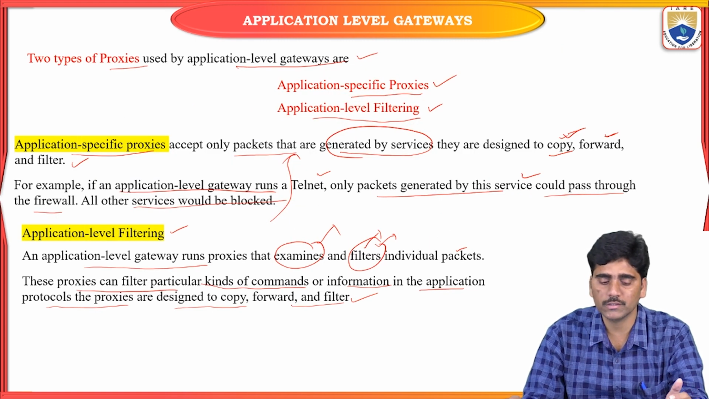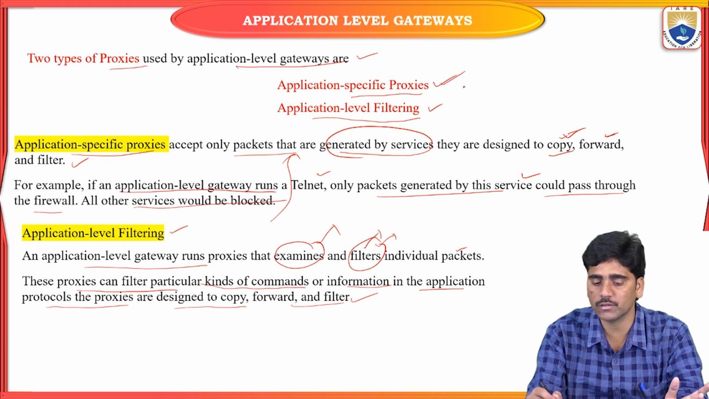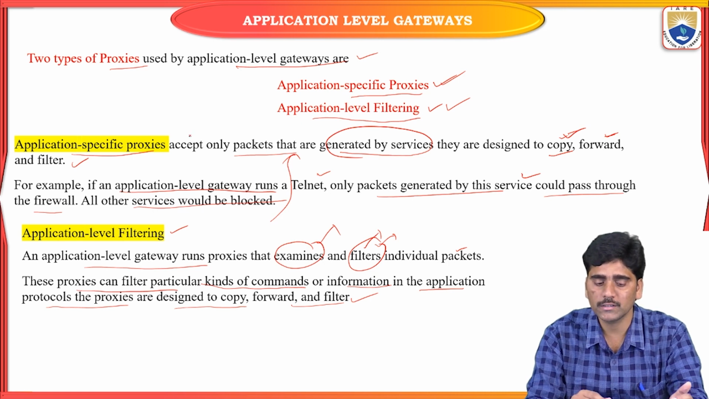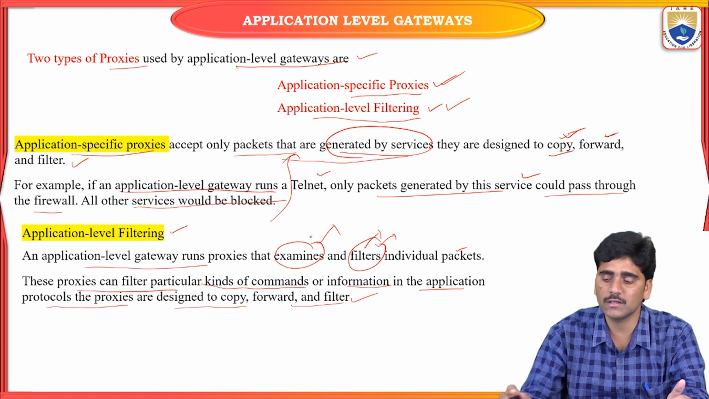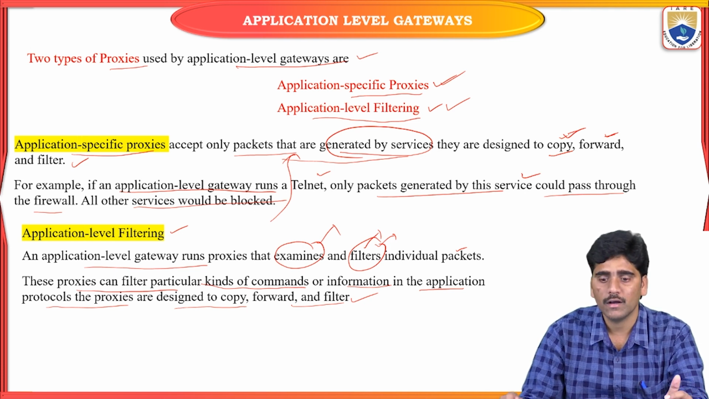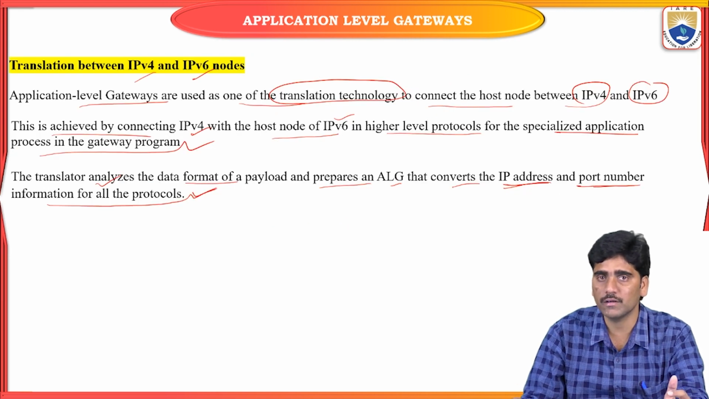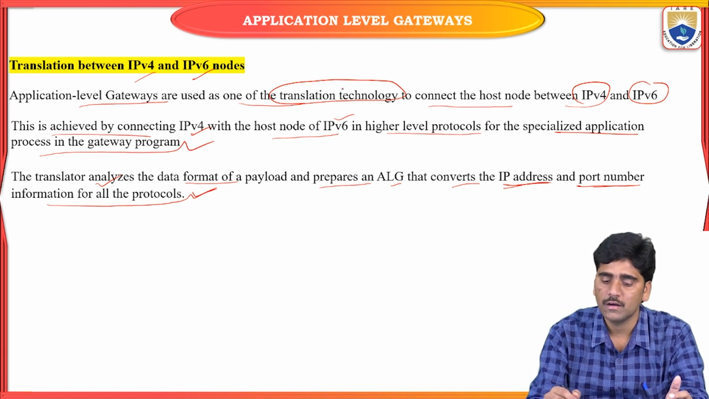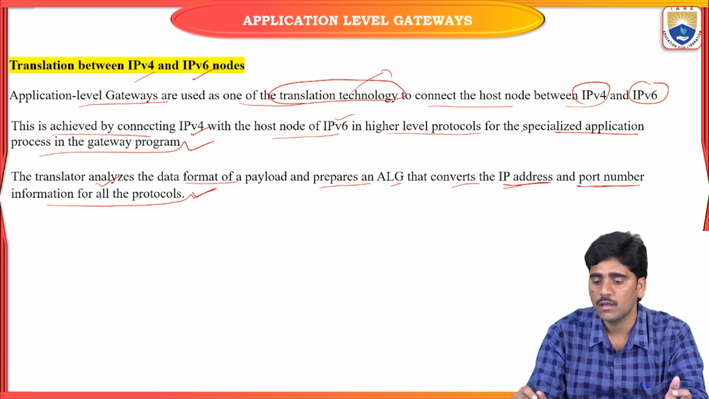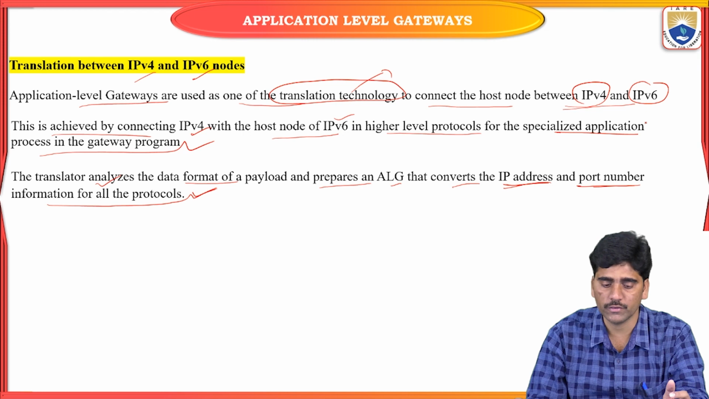There are two types of proxies that we have. One is application specific proxies, and the second is application level proxies, or application level filtering. Application specific proxies accept only packets that are generated by services, and they are designed only for forwarding or filtering the data. But in application level filtering, each and every packet has to be examined, and individual packets are also filtered. And there is the translation between IPv4 and IPv6 nodes, where application level gateways act as a translation technology that connects hosts between IPv4 and IPv6.